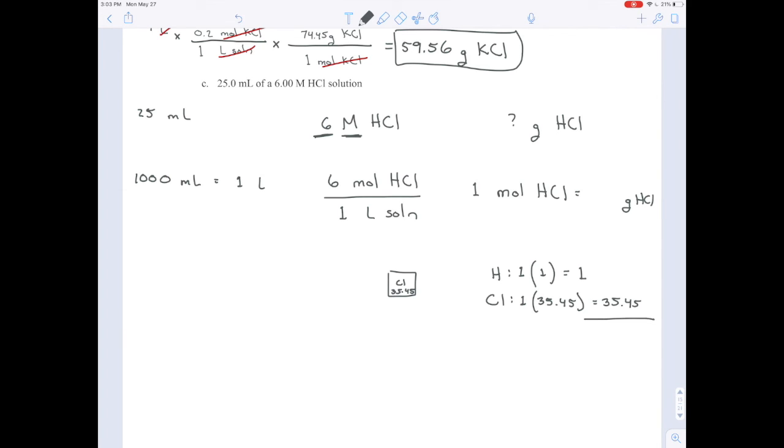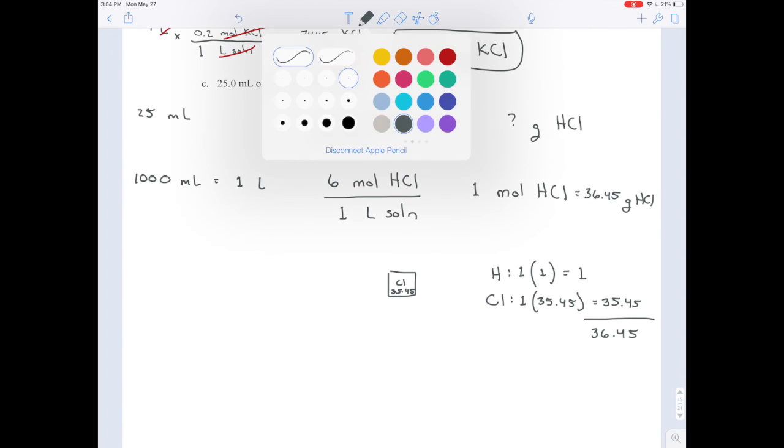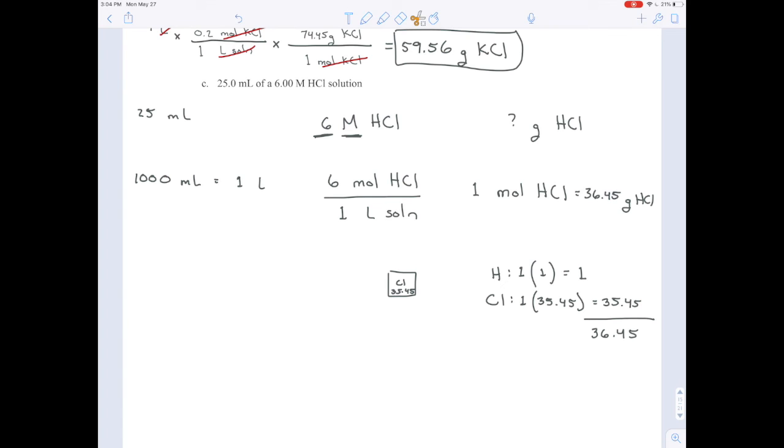HCl is both of these together, so add them up, and there will be a total of 36.45 grams in 1 mole of HCl. Okay, now we're ready to do the conversion. We can take the number they gave us, that's 25 milliliters.